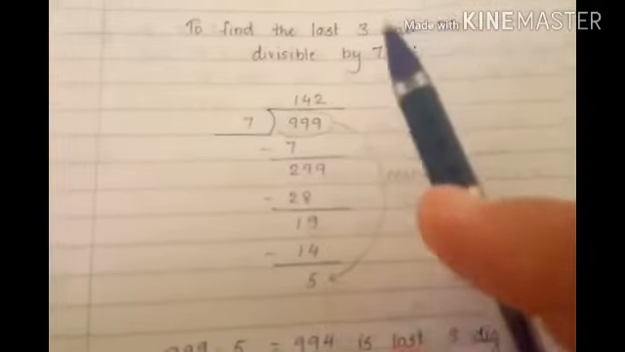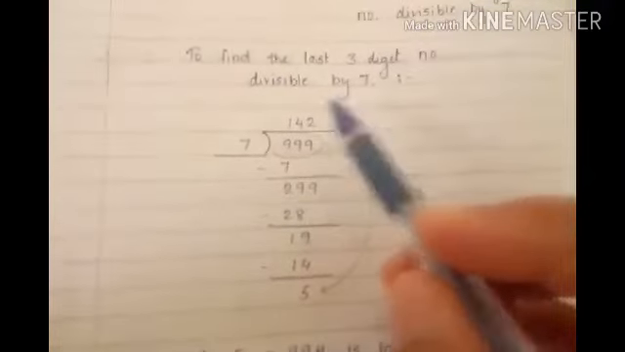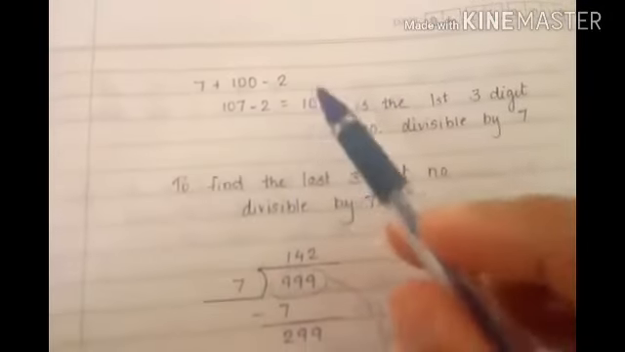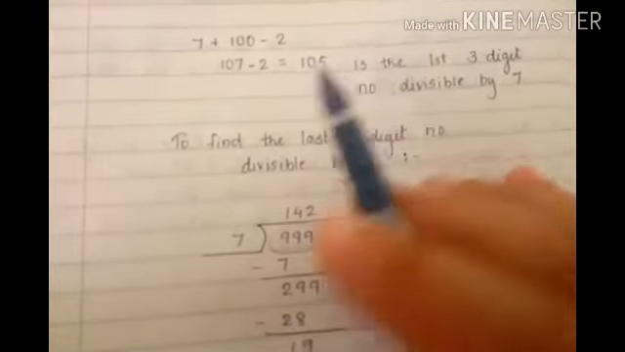If you know any other better method, you can directly use it. These steps are not important. What is important is that you should get this number and this number. How you get it is not important. It doesn't have any marks.